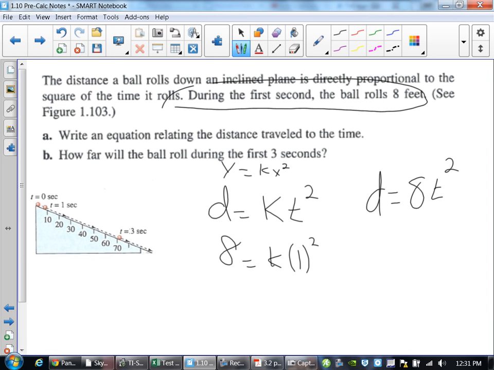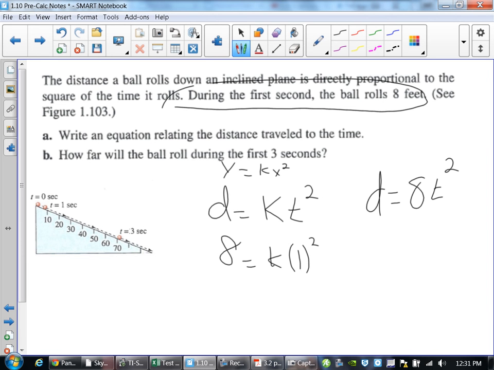If you wrote X instead of T as in time, distance to time, it's going to want you to. I try to get in the habit of doing it this way so you know which one's going where.